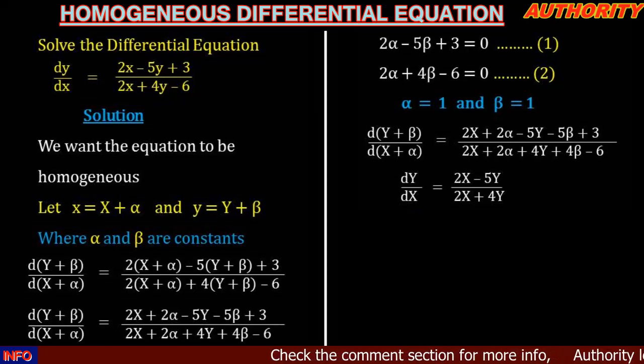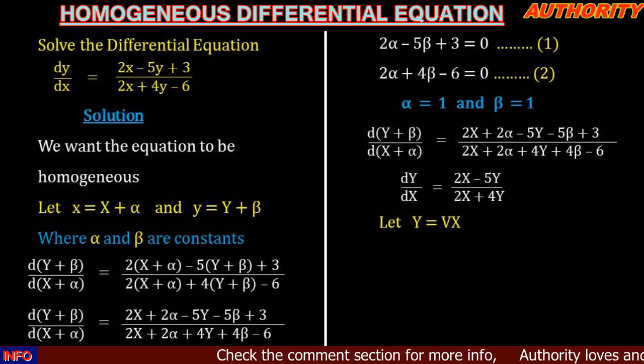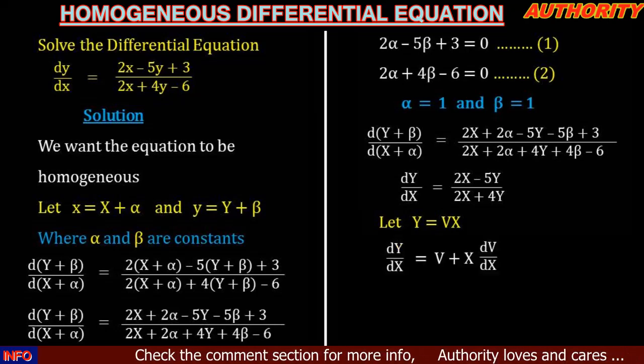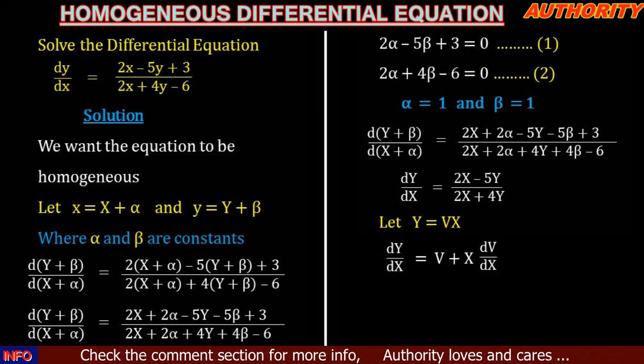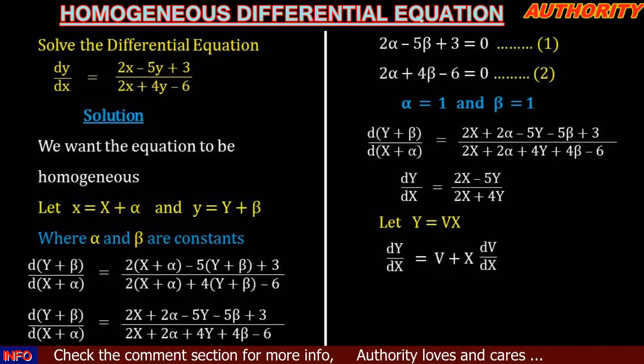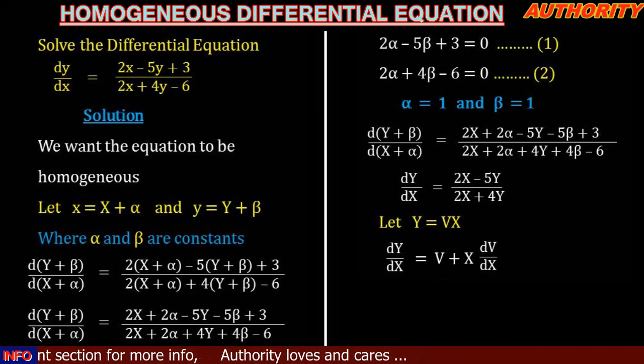Now we say anywhere we see y, we replace it with vx. Let's differentiate this y with respect to x. That means we have dy/dx equal to v plus x dv/dx. So anywhere we see y, we replace it with vx, and anywhere we see dy/dx, we replace it with v plus x dv/dx.